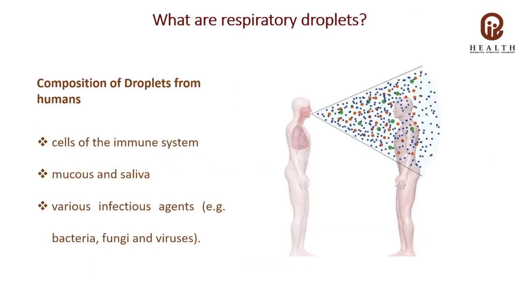So what are respiratory droplets? Respiratory droplets are produced when someone sneezes or coughs. Droplets produced by breathing, talking, sneezing and coughing include various types of cells, including normal cells like epithelial cells and immune cells. They also contain physiological components such as mucus and saliva, as well as disease-causing germs like bacteria, fungi, and viruses. So they are very harmful. One should always cover their mouth when sneezing or coughing.